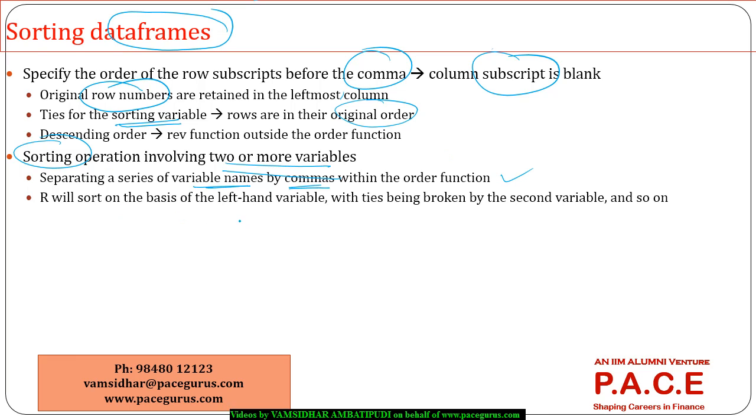So the way R works is, it does the sorting purely based on the left hand side variable, the first one, and in case a tie comes up with respect to the first one, then the sorting comes onto the second variable. And even if the tie does not get resolved at the end of the second variable as well, then it moves on to the third and so on. That's a typical way it does the sorting process. Is it fine?